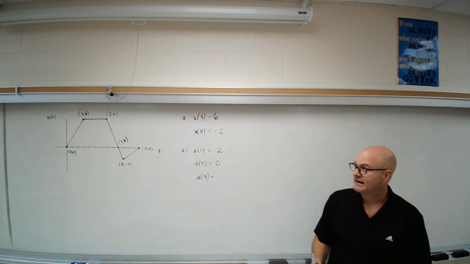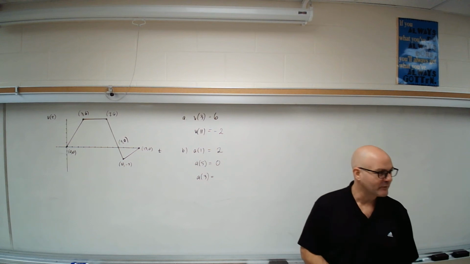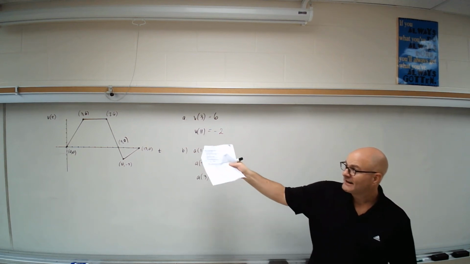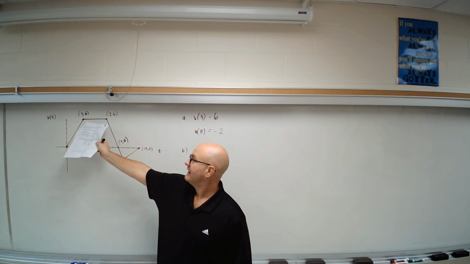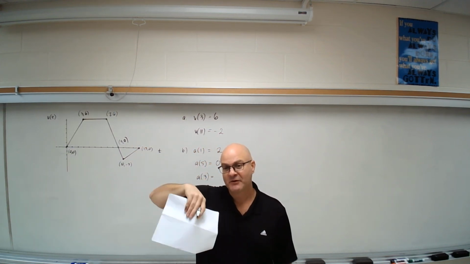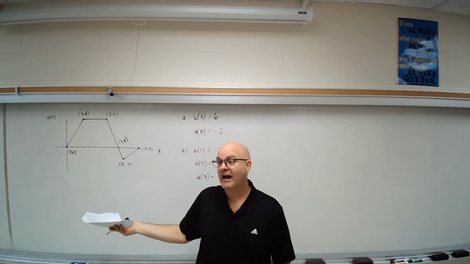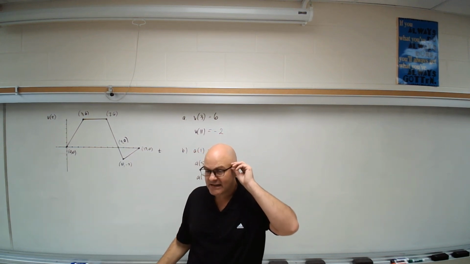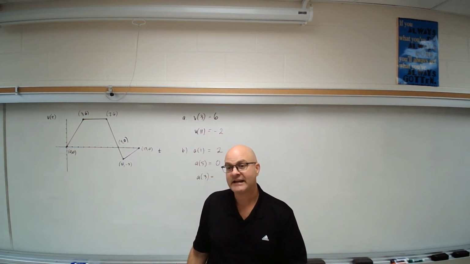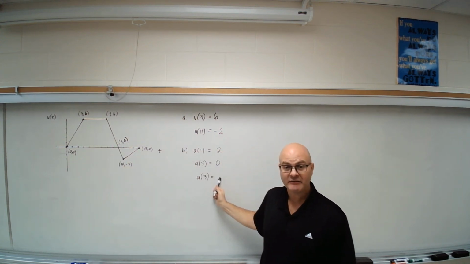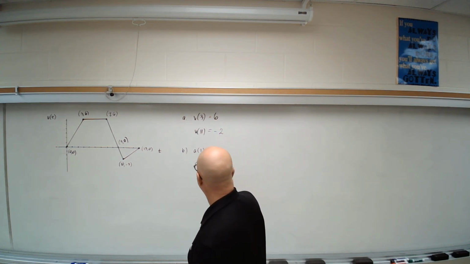And then a of 3. Any ideas on what a of 3 would be? It's kind of a tricky one, right? Because it's right there on this corner, isn't it? Now, the easy answer is if you think back to differentiability, we said that any corners, cusps, vertical tangents, or discontinuities are not differentiable. You can't find the derivative there. The acceleration is the derivative of velocity, so if the velocity has a corner, that means our acceleration is going to be undefined. So this would be undefined.